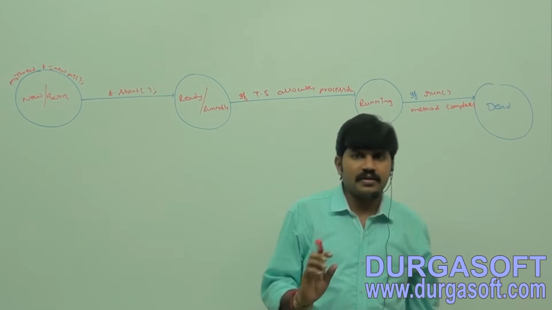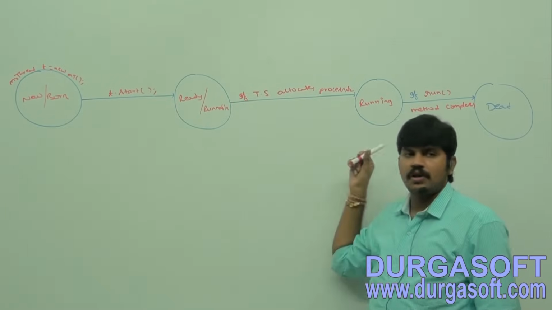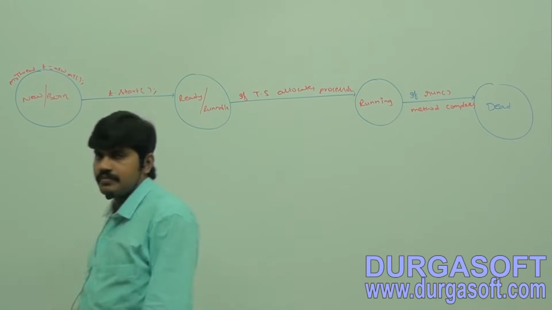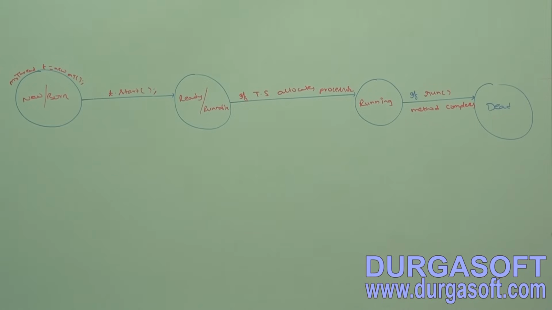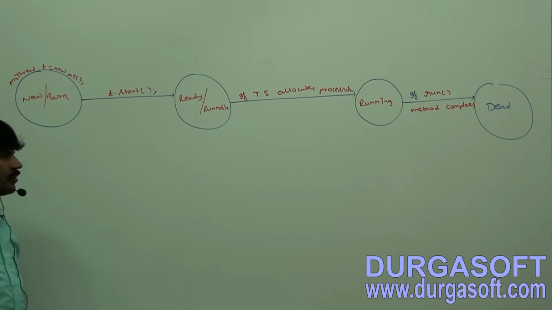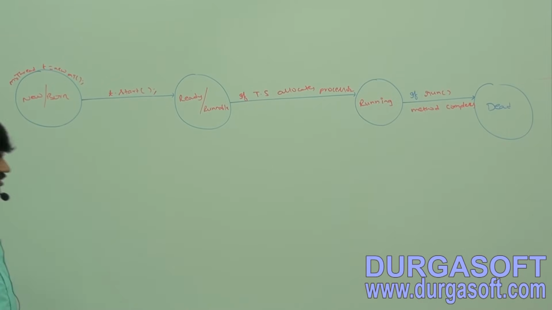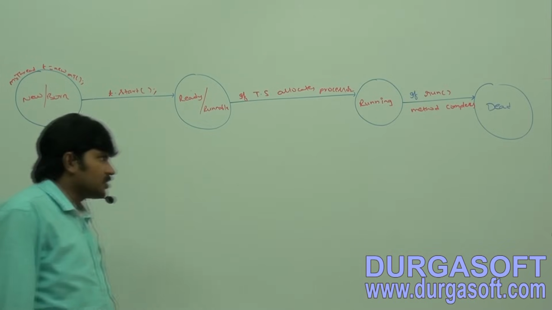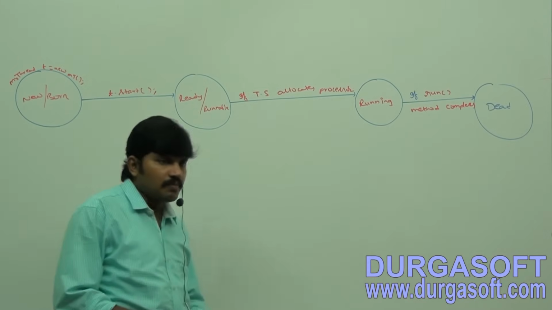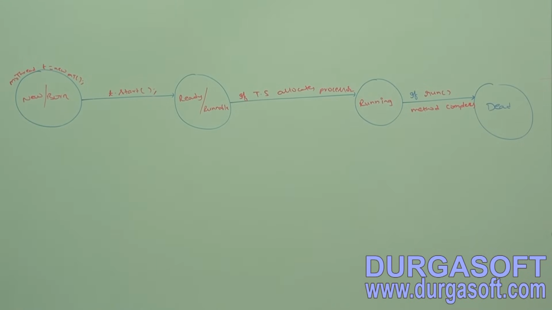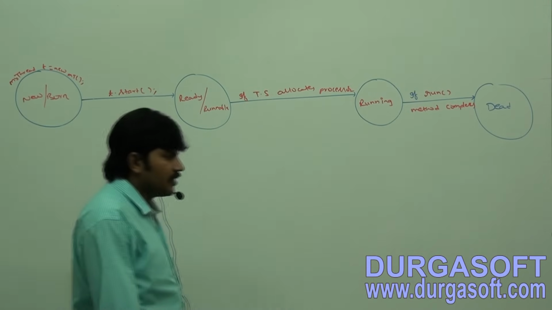A simple life cycle of a thread is, if everything goes fine, this is the simple life cycle of a thread. Okay, take this diagram. MyThread t = new MyThread, new state or born state. Next t.start, ready or runnable. If thread scheduler allocates processor, now the thread will enter into running state. Next, if run method completes, now the thread will enter into dead state.